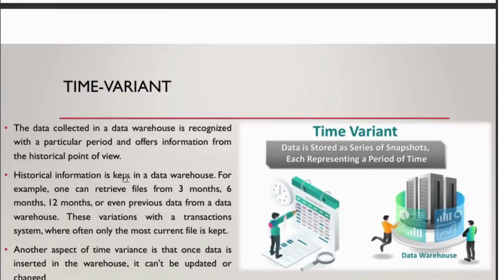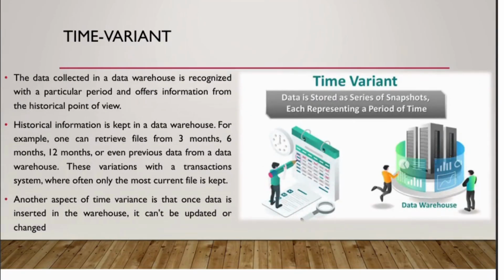Now let us look into time variant. In simple words, time variant, they store historical data for analysis over time. So here in this picture, data is stored as a series of snapshots, each representing a period of time. So what happens is in share markets, the stocks are stored in snapshots like each and every day so that they can predict the future.